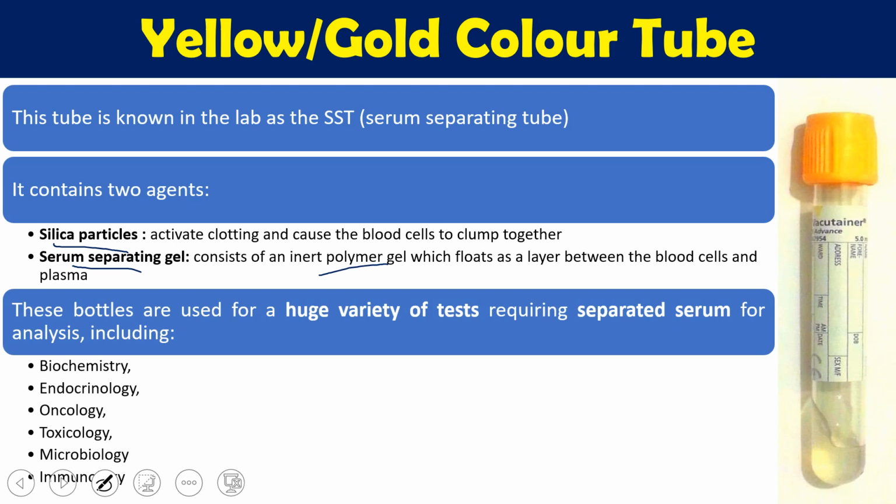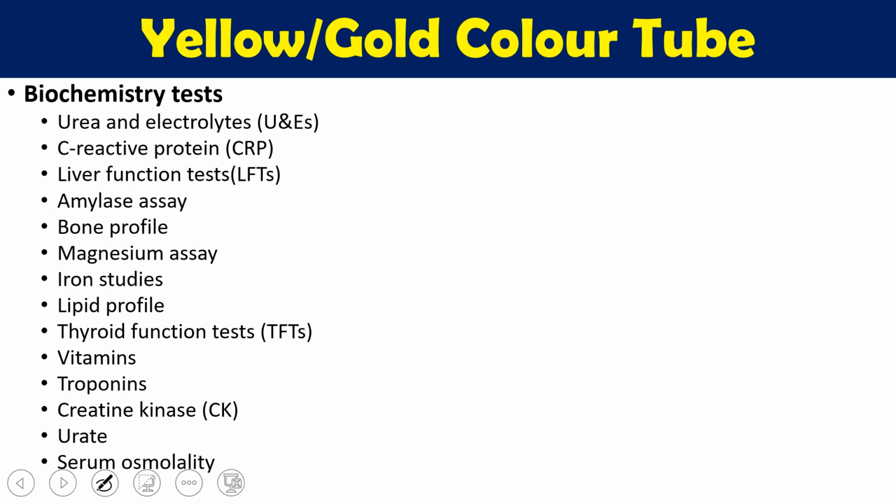These bottles are normally used for a variety of tests where separated serum is used for analysis, like biochemistry, endocrinology, oncology, toxicology, microbiology, and immunology. So we are going to see some of the common tests, especially in biochemistry. In biochemistry we use it for the urea and electrolyte assay. Common tests are the urea test, creatinine test, and sodium and potassium assay. C-reactive protein, which is a positive acute phase protein, can also be evaluated using blood from these vials.